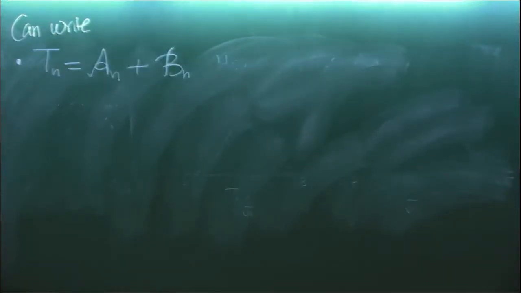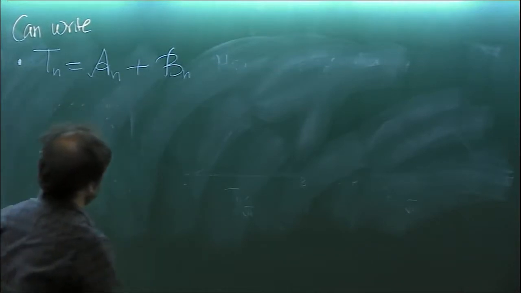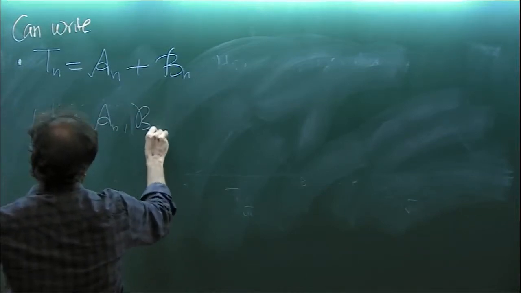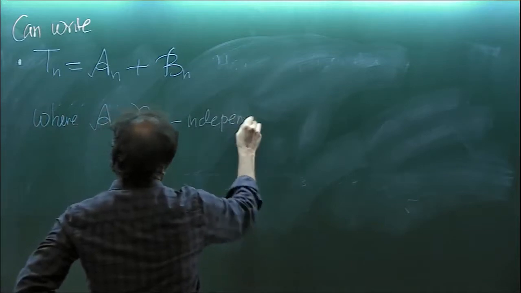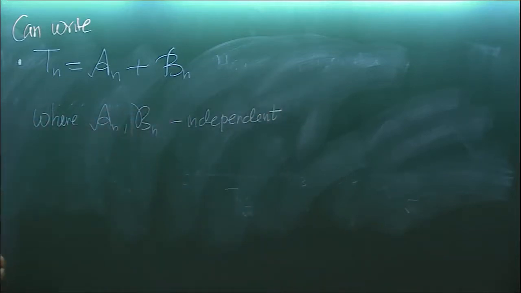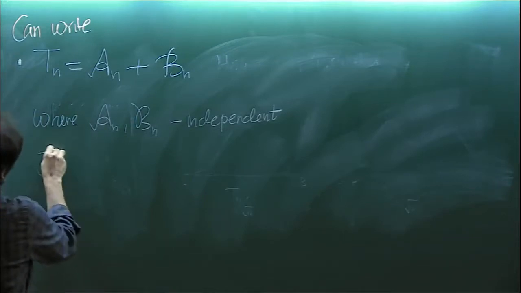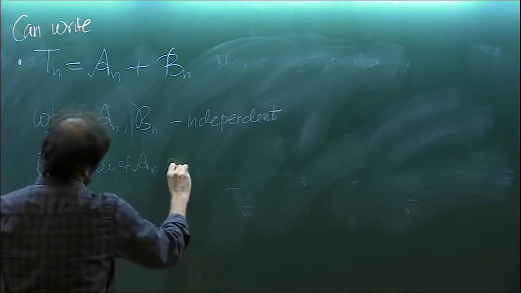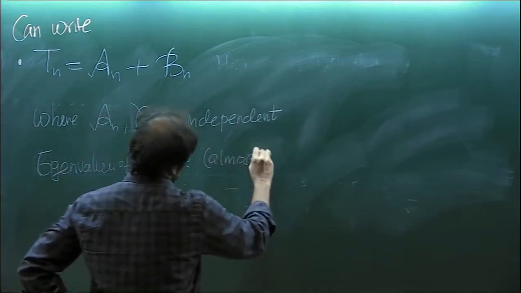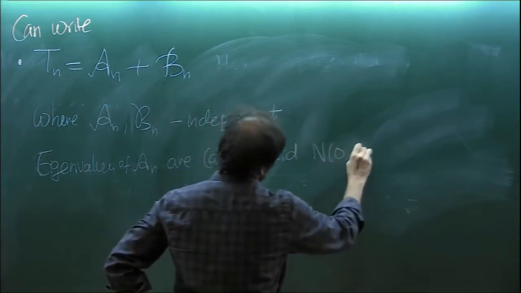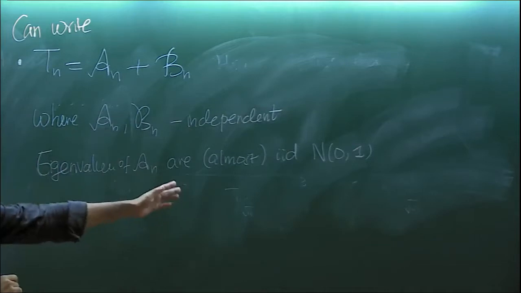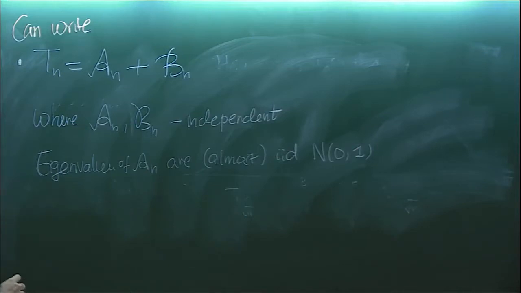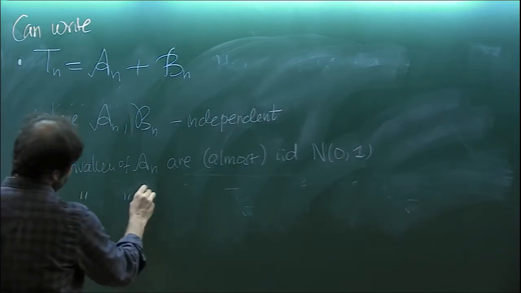First I'll say what it is we do and then explain how. So we can write it as two matrices where An and Bn are independent random matrices. First of all, they are independent matrices of each other. Eigenvalues of An are, let me say, almost IID normal 0, 1. It's explicit. An can be explicitly diagonalized and its eigenvalues are almost IID normal 0, 1. I'll explain the almost later. And exactly the same is true of Bn.